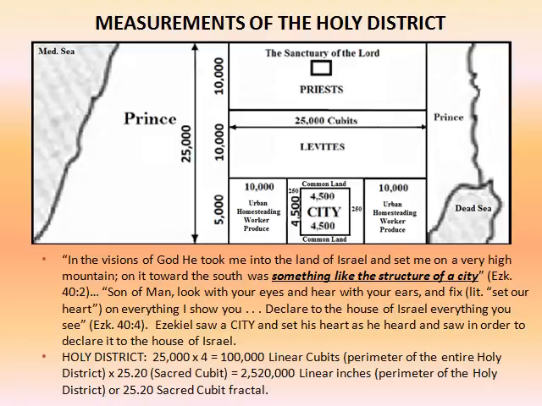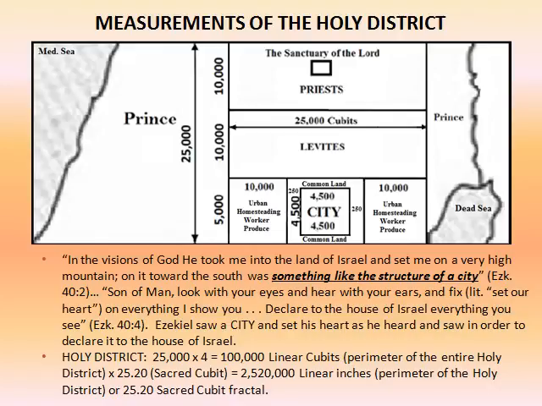Again, looking at the measurements of the holy district. In the visions of God, he took me into the land of Israel and set me on a very high mountain. On it toward the south was something like the structure of a city. Ezekiel 40 and verse 2. Son of man, look with your eyes and hear with your ears and fix, literally, set your heart on everything I show you. Declare to the house of Israel everything you see. Ezekiel 40 verse 4. Ezekiel saw, in essence, a city, and set his heart as he heard and saw in order to declare it to the house of Israel.